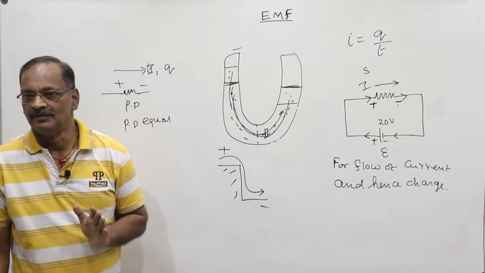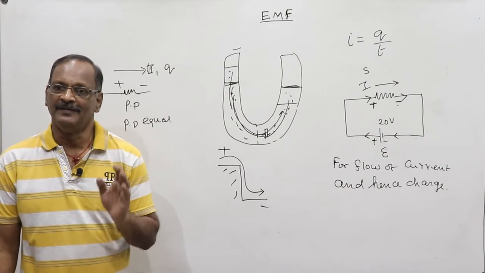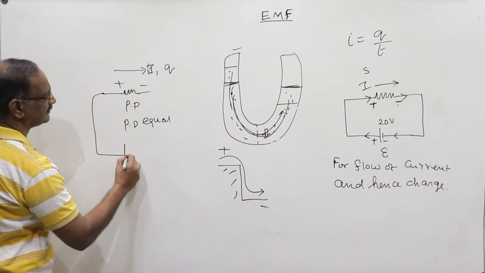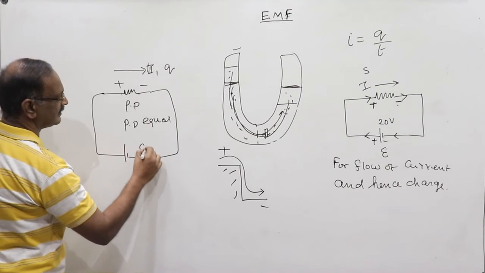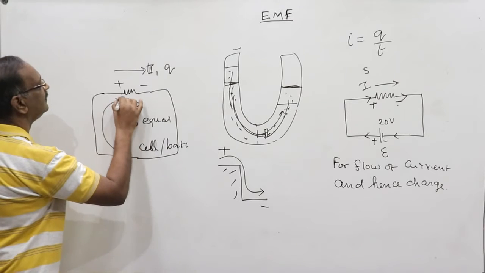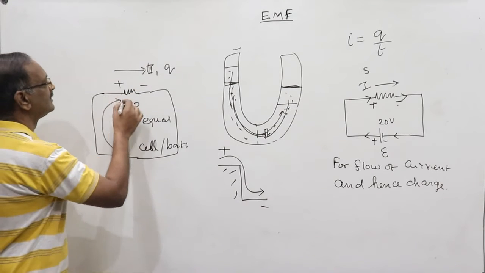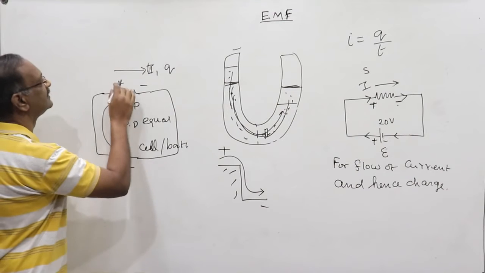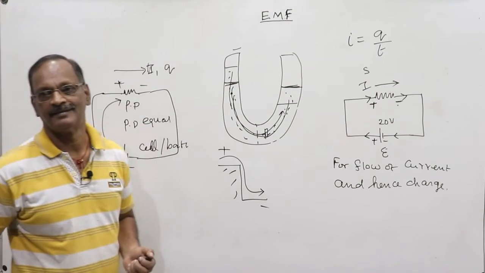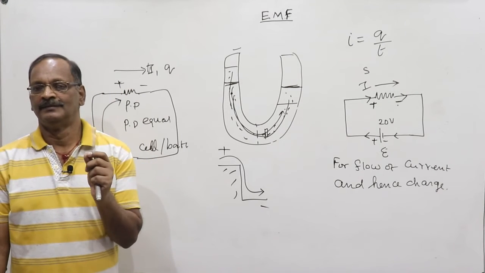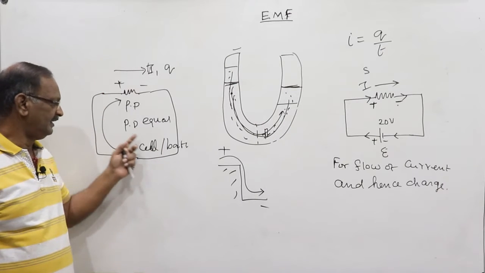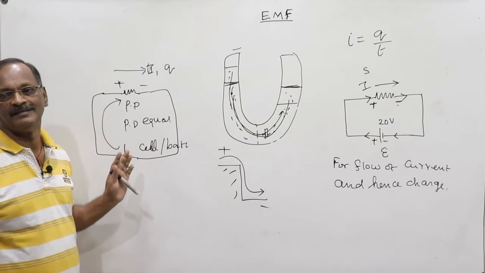Therefore, to maintain the steady flow of charge and to maintain a potential difference between the terminals of the resistor, we give a device called a cell or battery, which gives the energy so that the charge is flowing. This creates a potential difference across the resistor, because this is the positive side and this is the negative side. Therefore, there will be a flow of charge and hence current. So a device called an EMF device, that is a battery or cell, is needed.